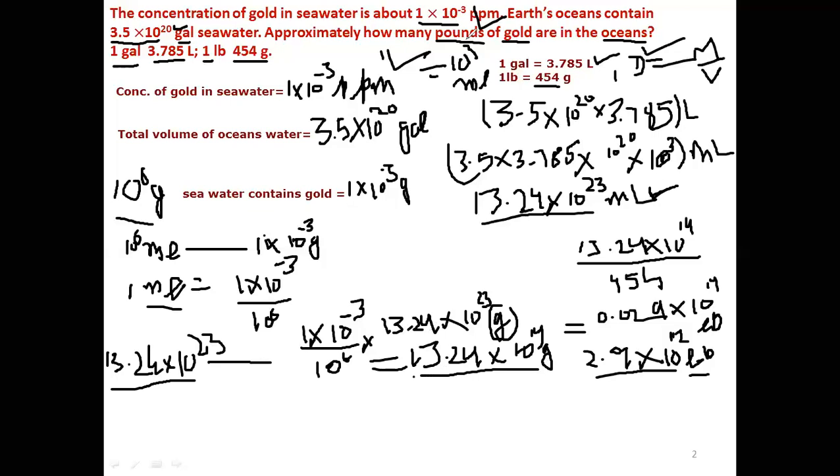But in the question he asked us in pounds. So we will again use another conversion. 1 pound is equal to 454 gram, or we can say 454 gram is equal to 1 pound. So 1 gram will be equal to 1 divided by 454 pounds. So we have to divide this value by 454 in order to convert these grams into pounds. So the answer is 2.9 into 10 to the power 12 pounds. So it was quite an easy numerical. Let us see the next numerical.